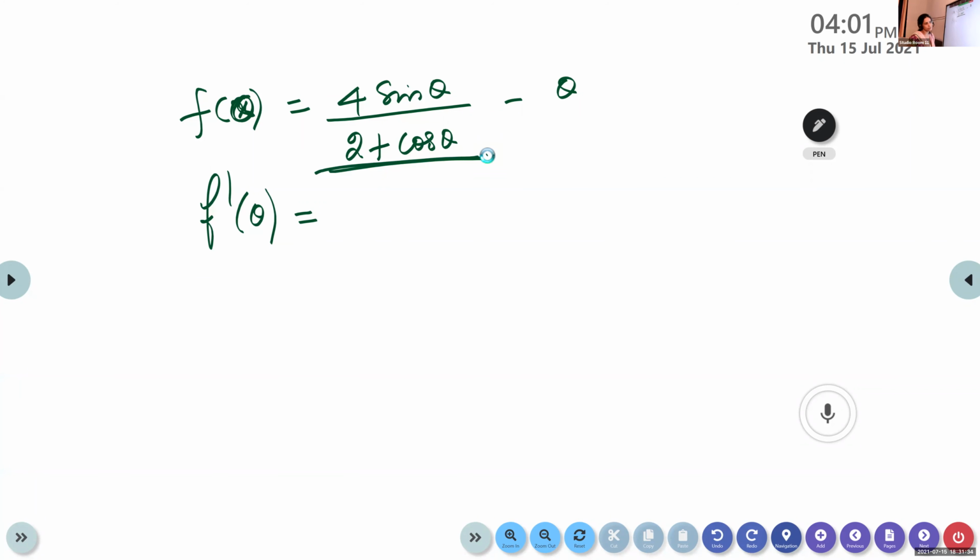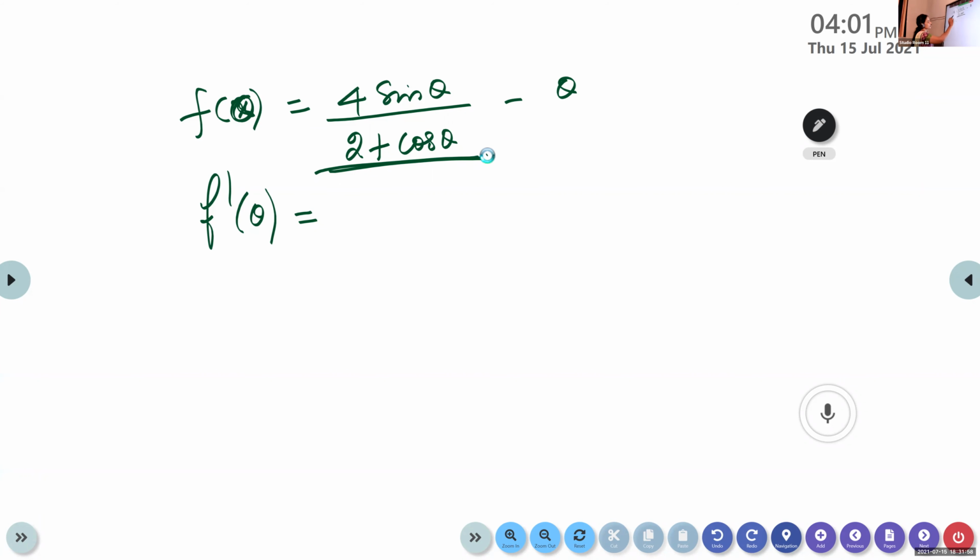Which rule will you use? In which form is the function given? It is in division form. Numerator is there and denominator is there. If numerator and denominator are there, it means you have to use the quotient rule.